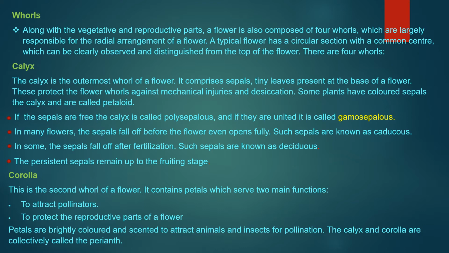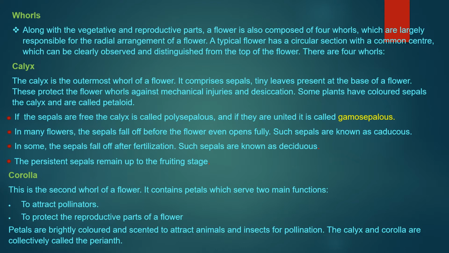The first whorl is the calyx. The calyx is the outermost whorl of a flower. It comprises the sepals, tiny leaves present at the base of a flower. These protect the flower whorls against mechanical injuries and desiccation. Some plants have colored sepals in the calyx and are called petaloid, as we see in the case of Mussaenda, where the calyx is petaloid. They are having the color.